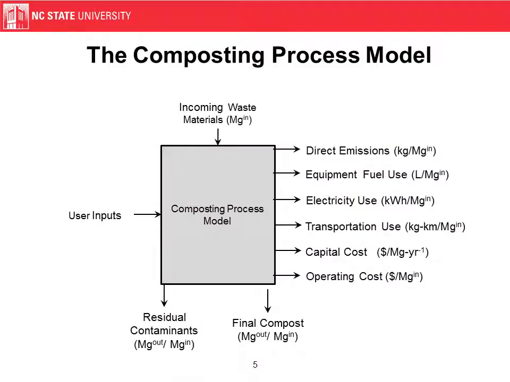In our standard conceptual overview of a process model, we see there's waste materials coming in, those are predefined, and then we have specific user inputs that give us the definition of our composting process. And coming out at the bottom we see contaminants and the final composting product, and then there's all these fuel use, emissions, costs, etc. that are integrated with the other models.